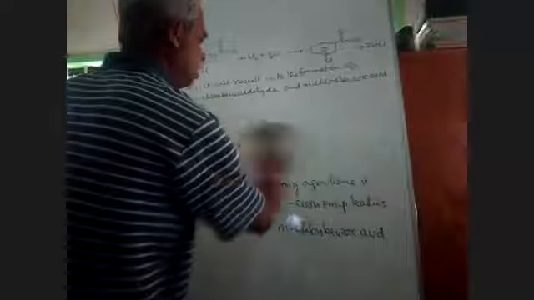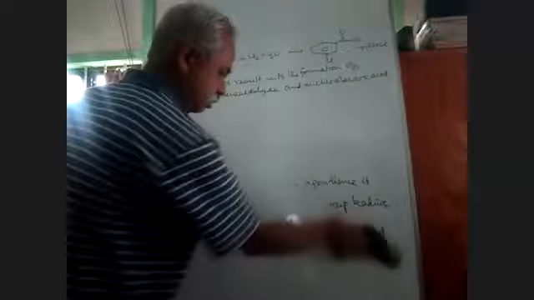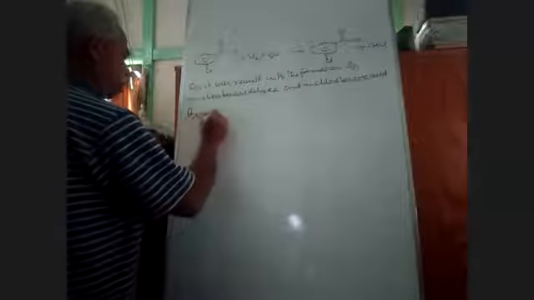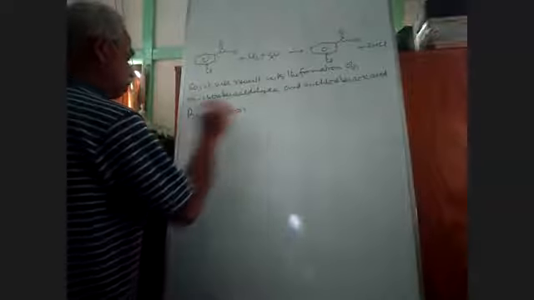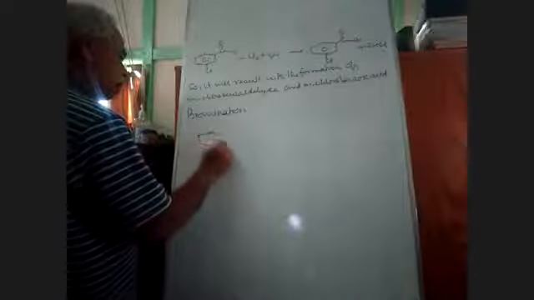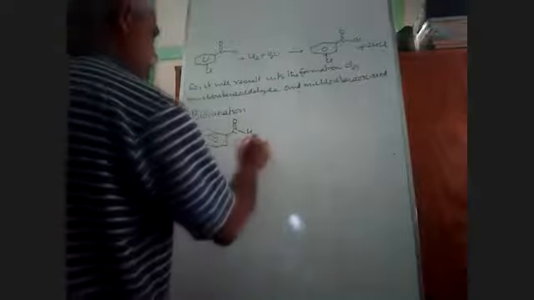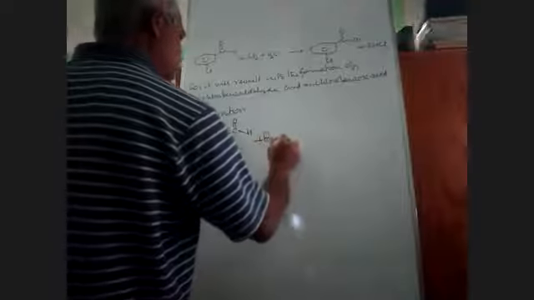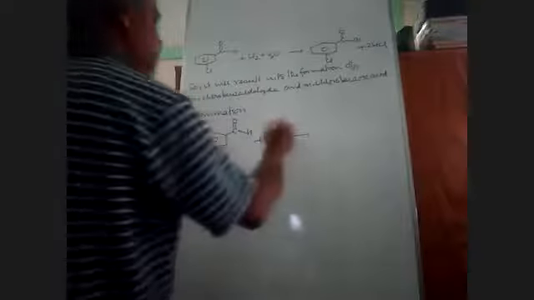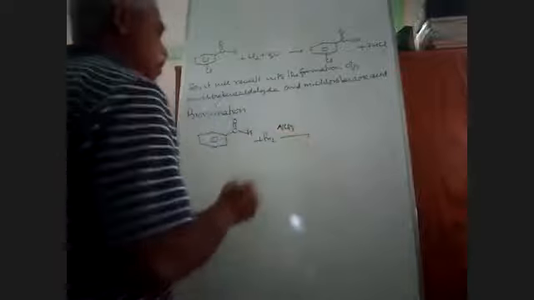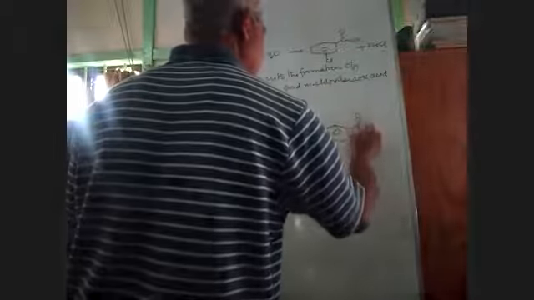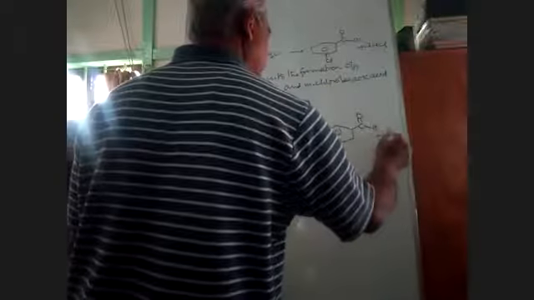So now let me do the bromination. Same thing. In case of bromination, what will we do? The second example, bromination. So here also I will take one halogen carrier. I'll take here bromine. And I'll add here AlCl3.